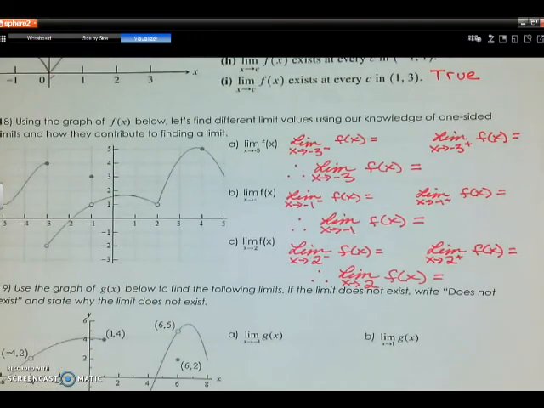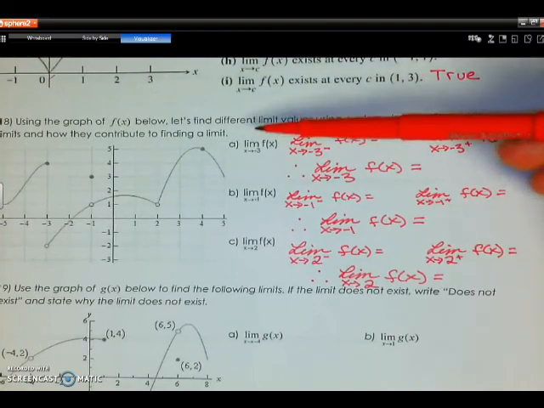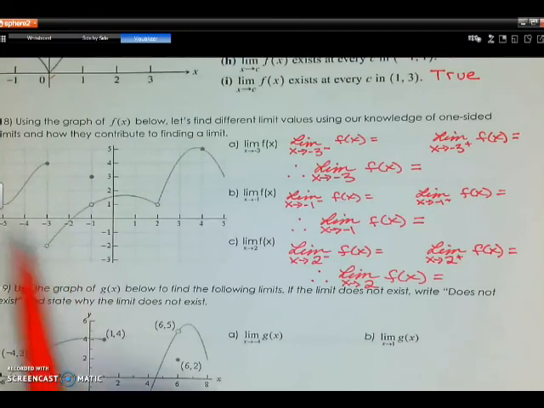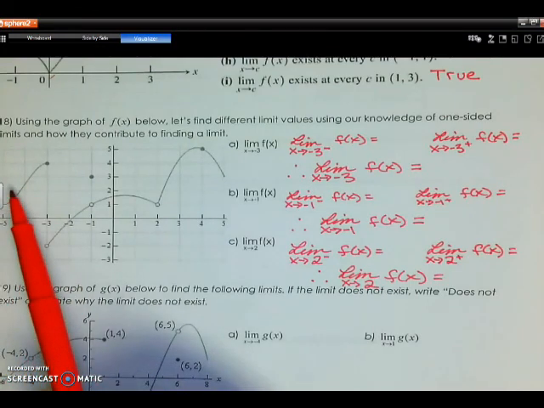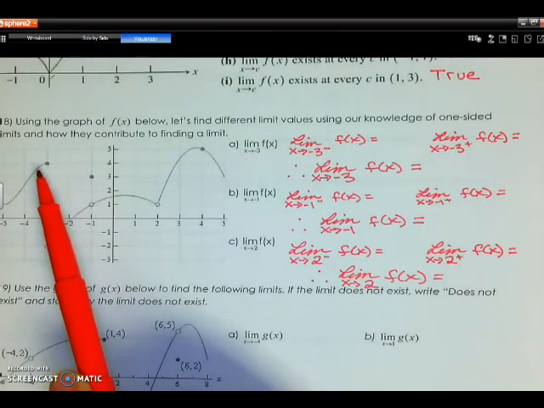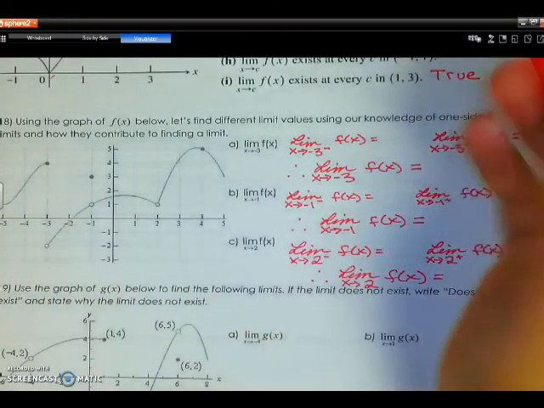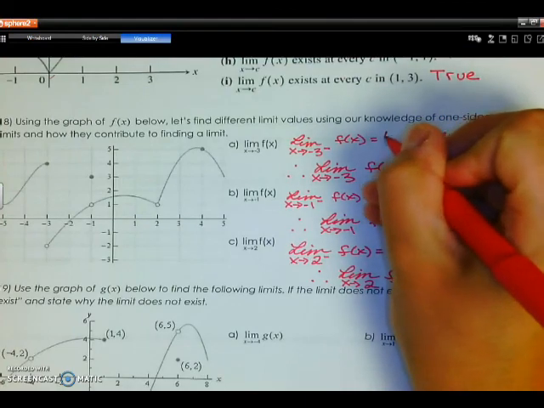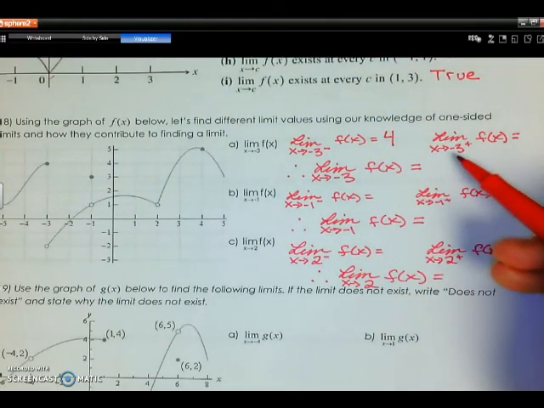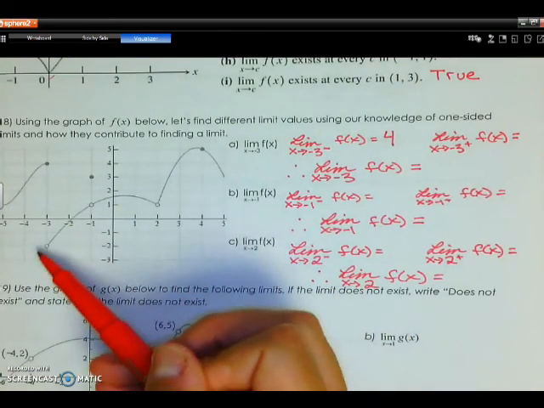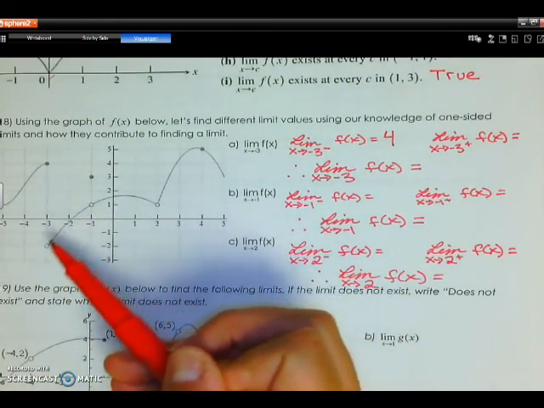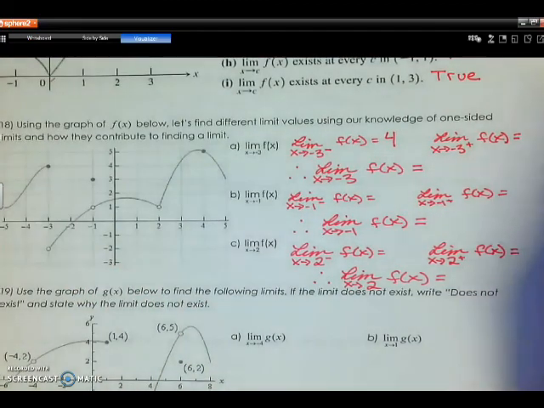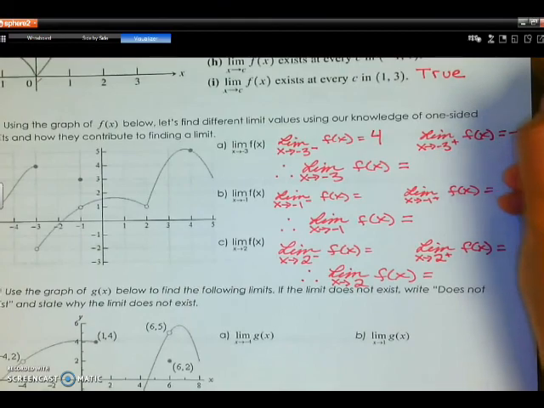Okay, so they're asking me to take the limit as x approaches -3. So here's x is -3. From the left, I'm approaching it from the left-hand side of -3. My limit there is going to be 4. So the limit as I approach from the left, that's what that little negative indicates, is a positive 4. Now when I take that same limit, approaching -3, but from the right-hand side, my y value is getting closer and closer to -2 there. So I'm going to mark that down as a -2.